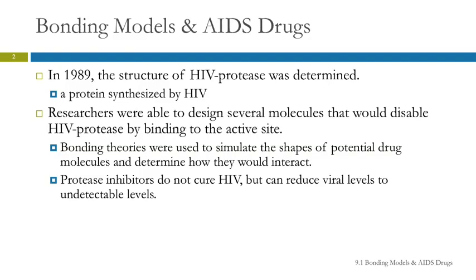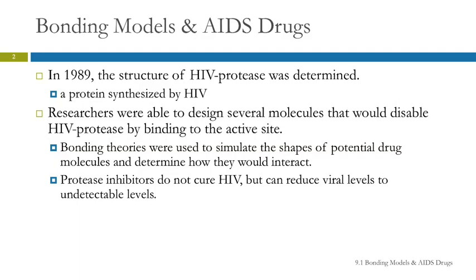Okay, so back in 1989, HIV was a big deal. It was relatively new, and people were very anxious to figure out how to treat it, how to cure it. So in 89, the structure of HIV protease was determined. This is a protein that's synthesized by HIV and is necessary for it to reproduce. So the researchers were able to design several different molecules that could disable HIV protease by binding to the active site.